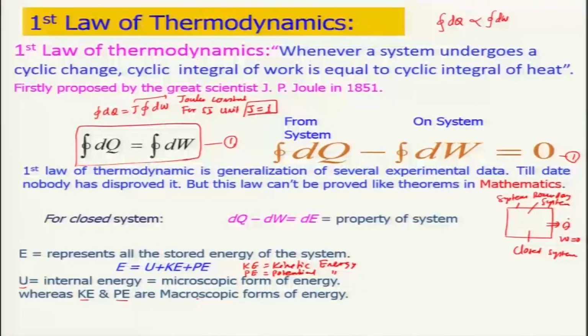Together we call this the total energy, and it is balanced with the heat interaction between the system and its surroundings and also the work done. What it states is that the heat interaction minus the work is equal to the change in total energy of the system. So, this is about the closed system.